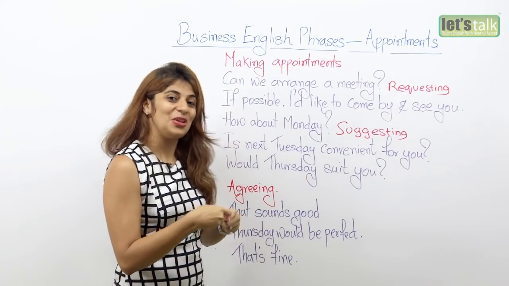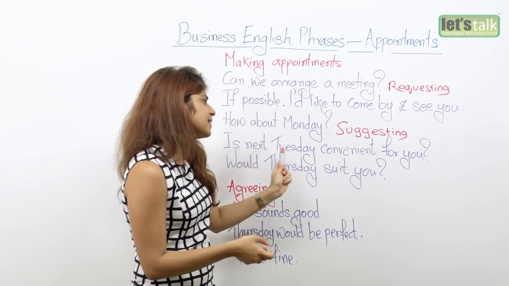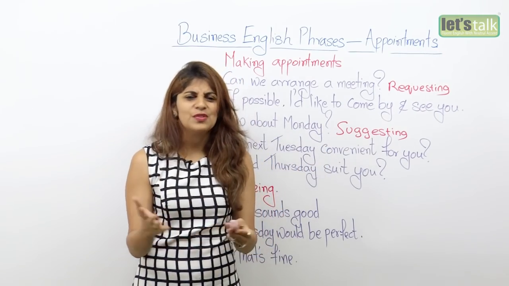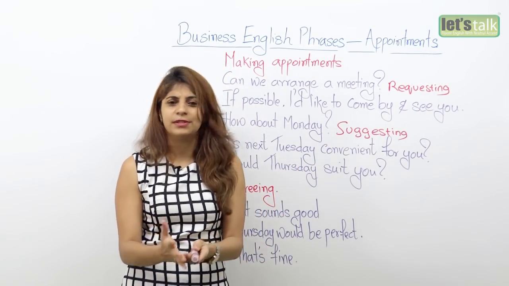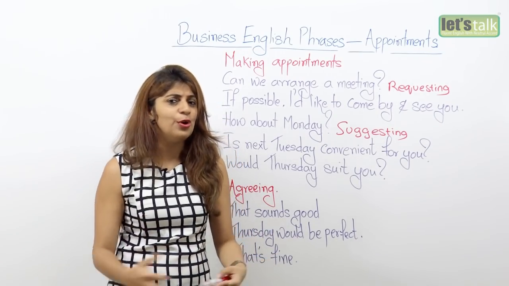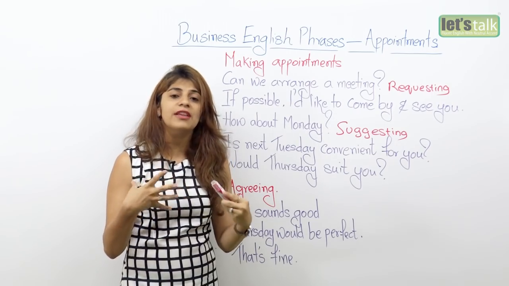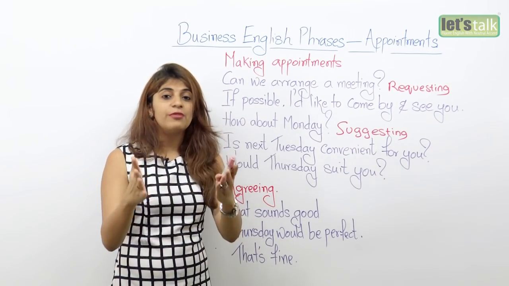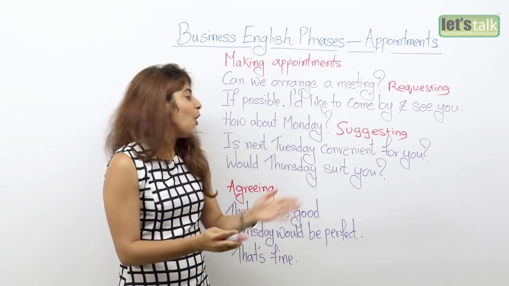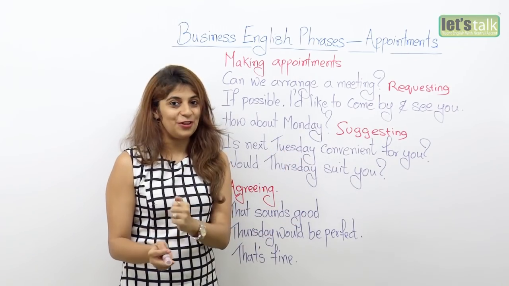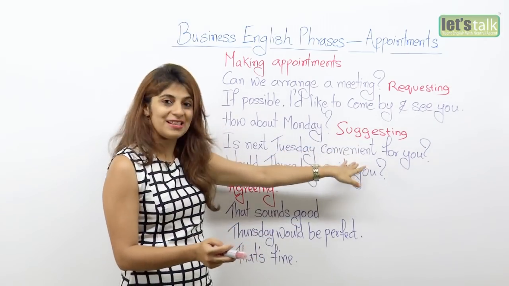Another phrase that you can use is, is next Tuesday convenient for you? So, you know, we are busy corporate people. Yes, they have too much work to do. So you can say, is next Tuesday convenient for you? So you want to show that respect, that we respect your time. So would Tuesday be convenient for you? So again, you are suggesting.